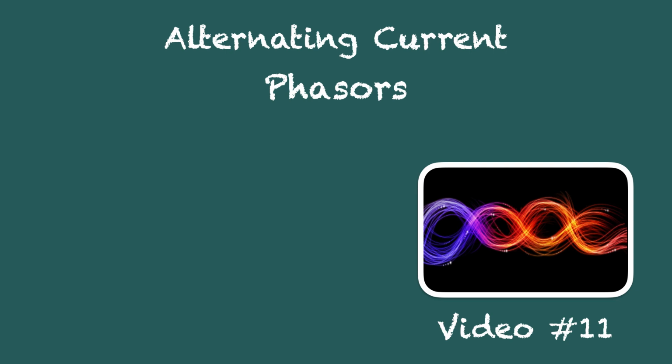This is the 11th video in my series on alternating current. In this video, we're going to take a closer look at examples of how to add and subtract phasors, as well as multiplying and dividing them.